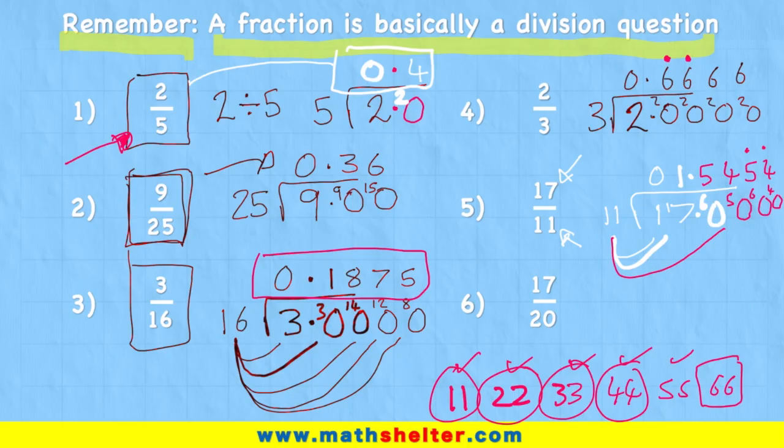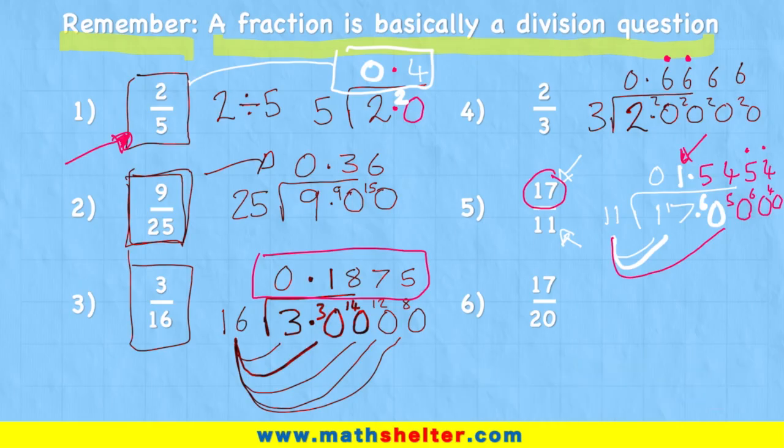So the equivalent decimal to 17/11 is 1.5454 recurring. And the reason we have this 1 as a whole number before is the fact that the 17 is larger than my 11, and therefore I have an improper fraction, a fraction that has a numerator greater than the denominator. We're nearly there. Well done for sticking around.